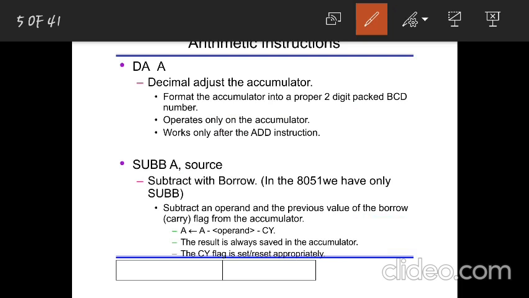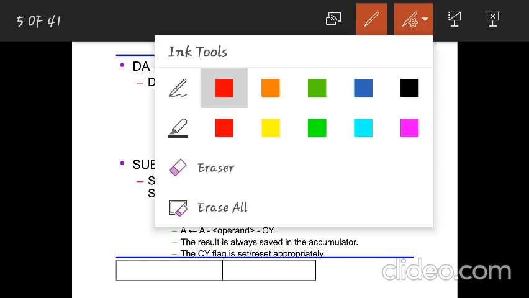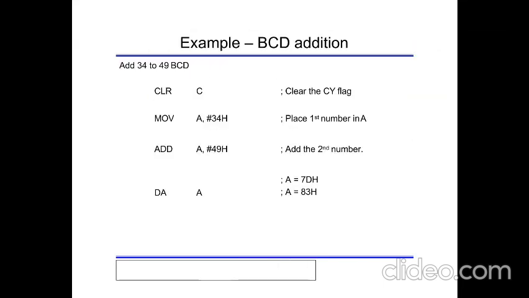The same way I did before, take two values. Before, I did addition of two binary numbers: convert the hexa numbers into binary and do binary addition. Here, in the same way, try to do binary subtraction. See, this is BCD addition.